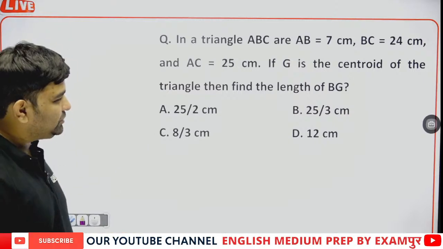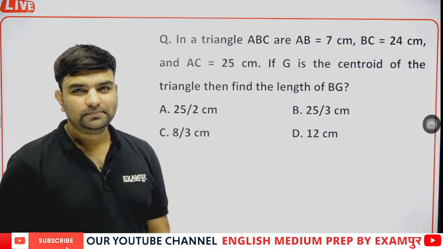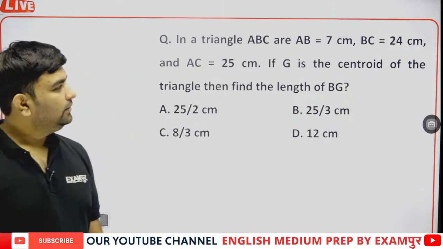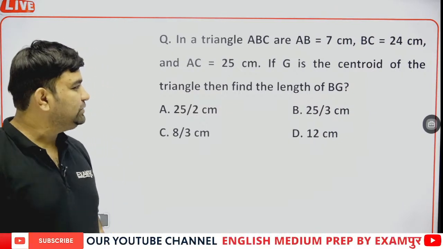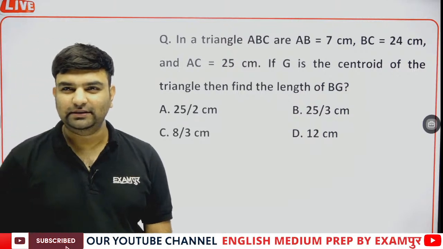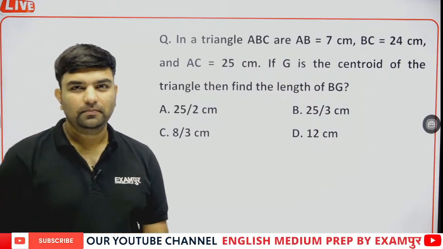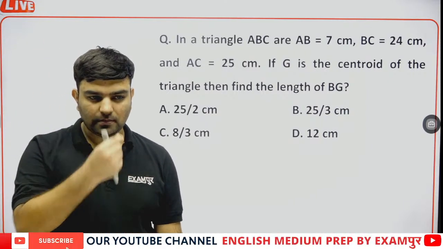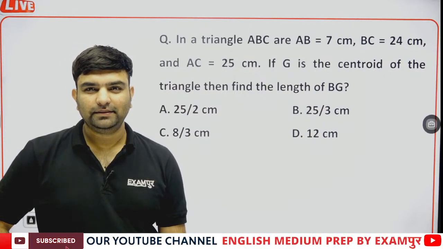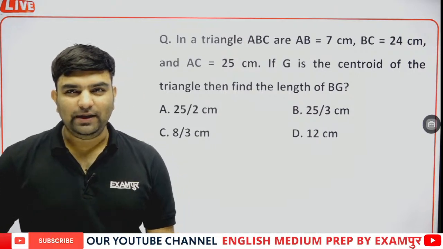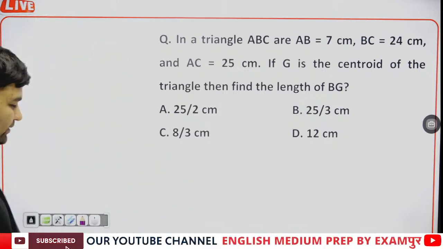The very first question of the day, looking like an important one. Triangle ABC. AB is known, BC is known, AC is known, G is the centroid. What is the length of BG?